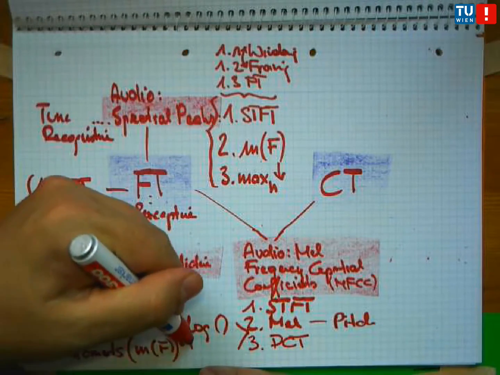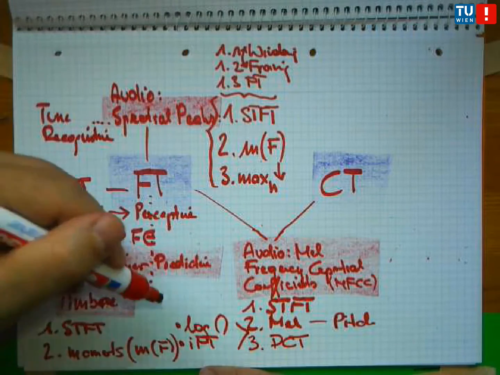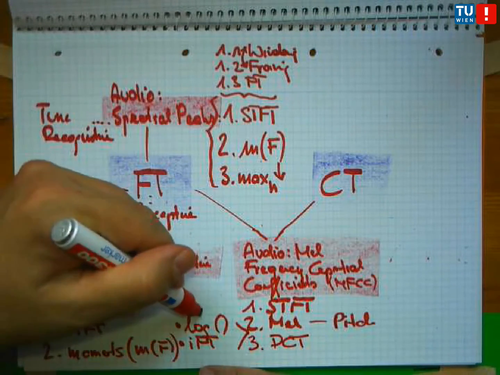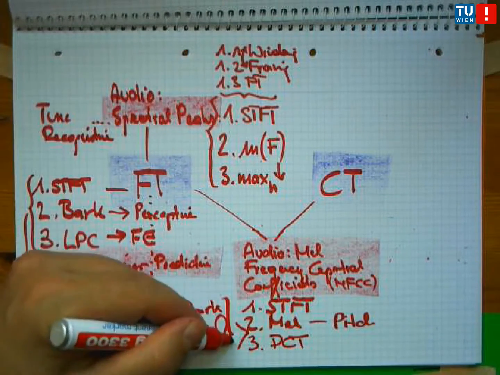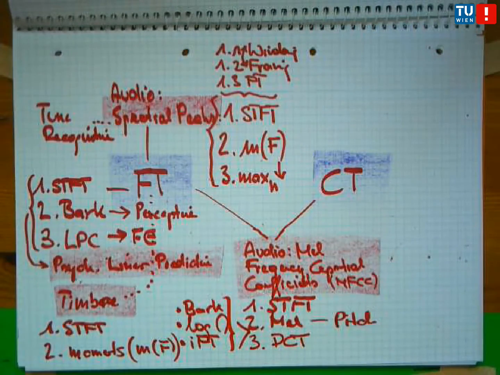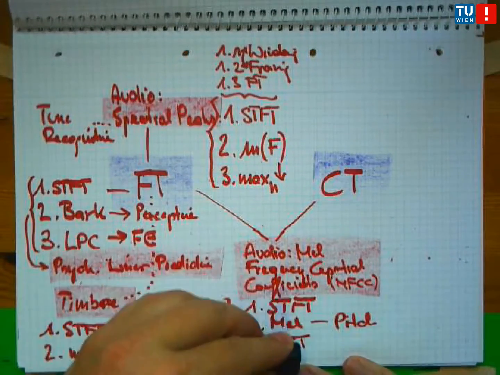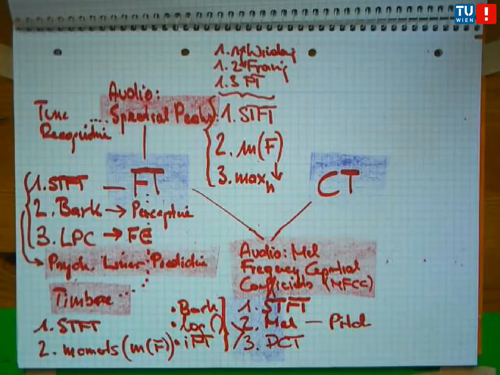Others do an inverse Fourier transformation. Others go Barkhausen band and do a decomposition into different bands and so on. So there are different ways to play this. However, the fundamental recipe stays the same. What are the benefits of the individual steps?